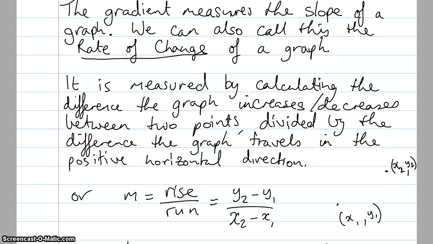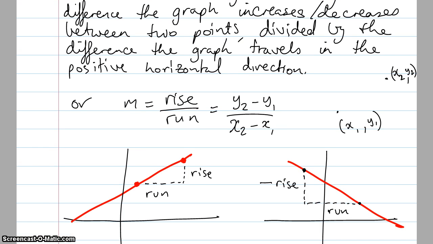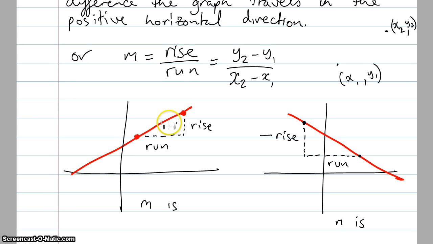Okay, and I guess what we can do is have a look at a positive gradient or a negative gradient. In this case here, we've got our run, which is the distance between this point and this point horizontally, and we've also got a rise, the distance between this point and this point vertically. In this case there is a positive rise and a positive run. Well, it's always a positive run. So therefore a positive number divided by a positive number is a positive number, so the gradient is positive.